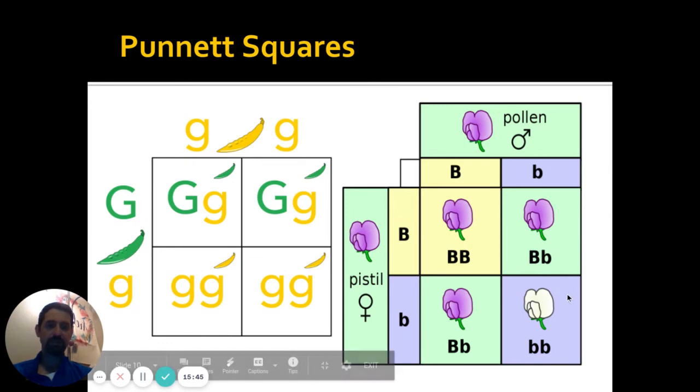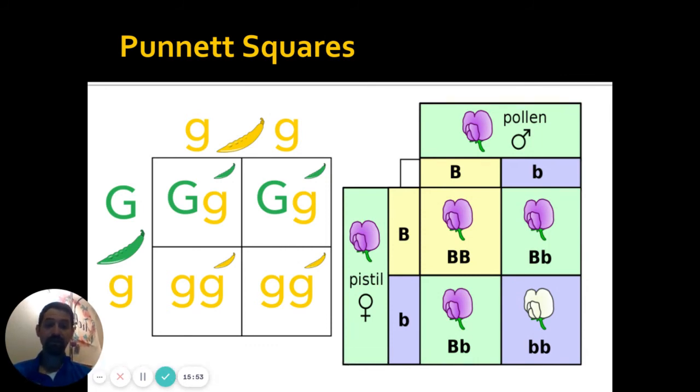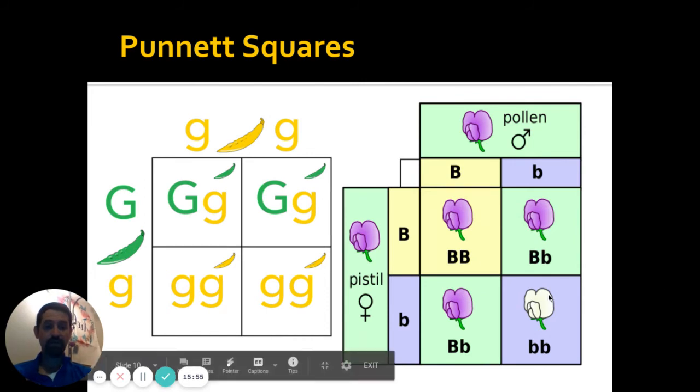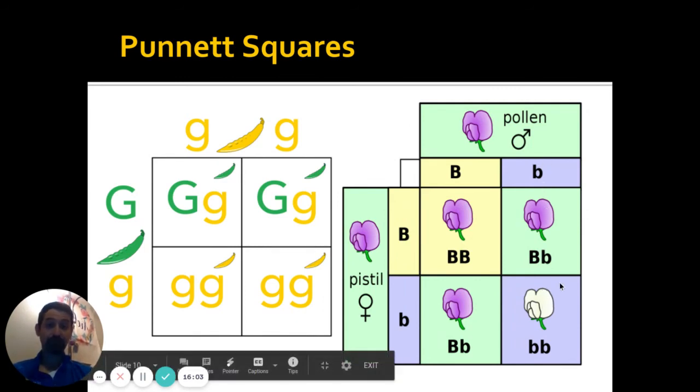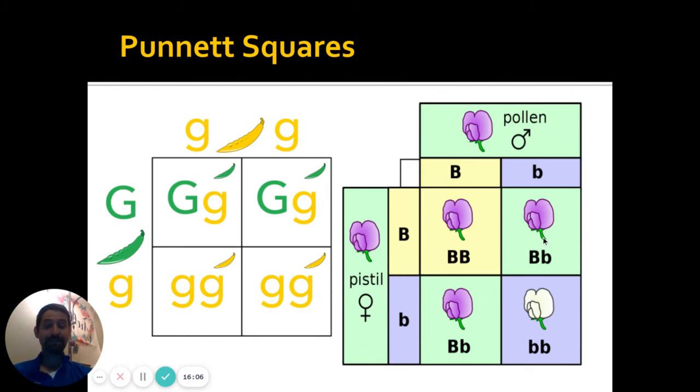Little b gets donated and little b gets donated there and there. So I end up with, this is actually what Mendel did, one out of those four being white and showing that recessive trait, which is to be white, and was not masked by that dominant big B trait, which is to be purple.